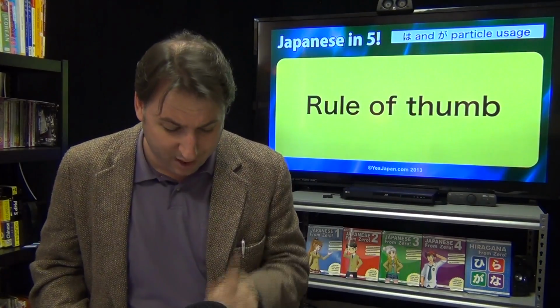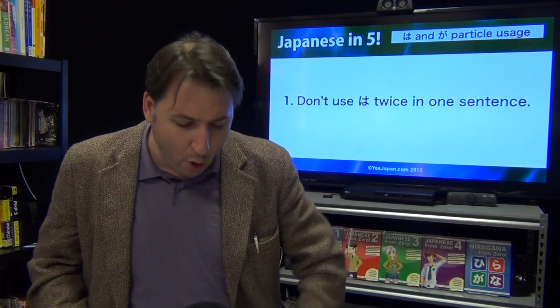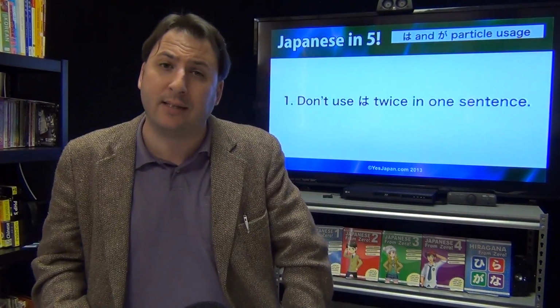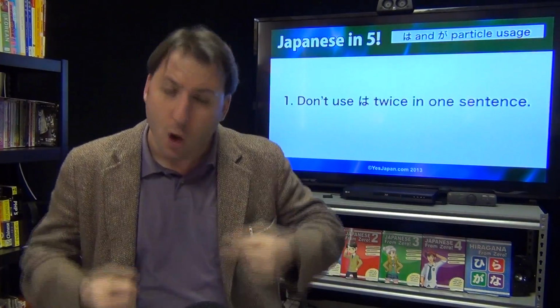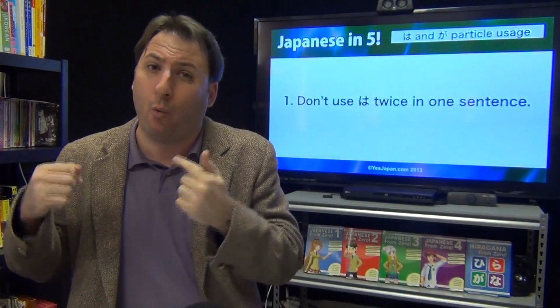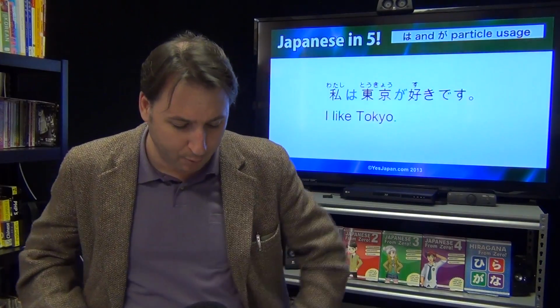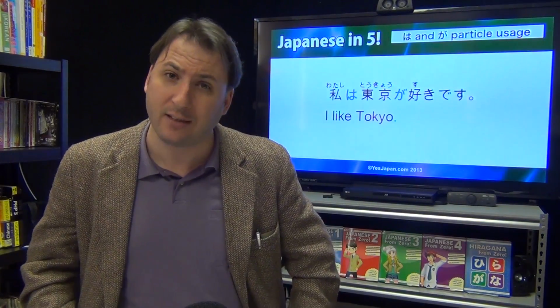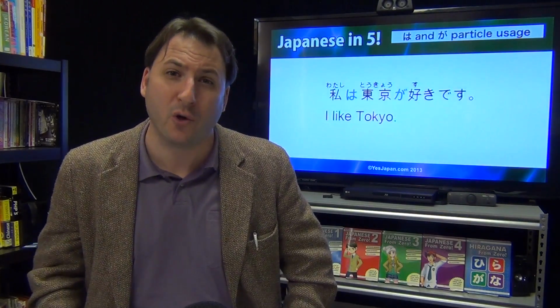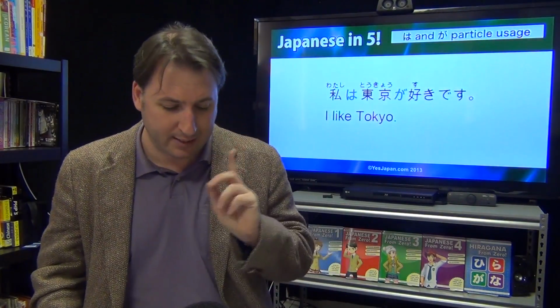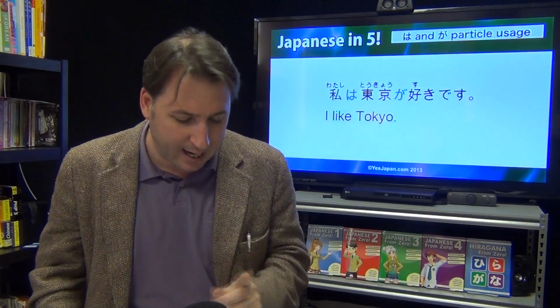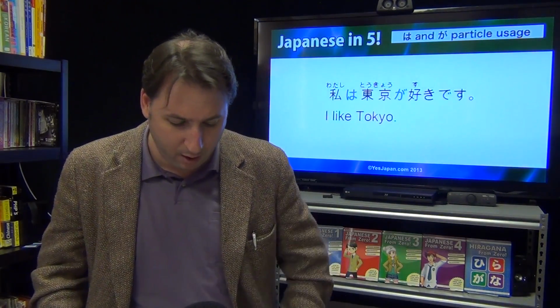And here is a rule of thumb. I hope I don't run out of time. We might go a little bit over. Don't use wa twice in one sentence. This is a good rule. Okay? When you think you need a second wa, just use ga and you'll almost always be correct. For example, 私は東京が好きです。You cannot and should not say 私は東京は好きです。Unless you're doing stressing, which we'll talk about in a second. 私は東京が好きです。I like Tokyo.